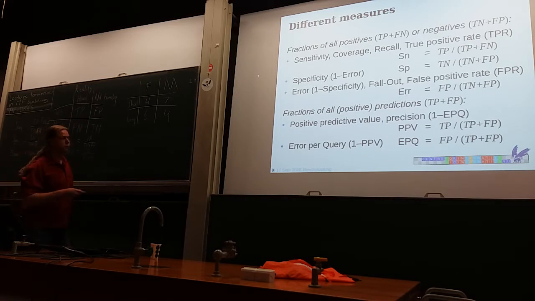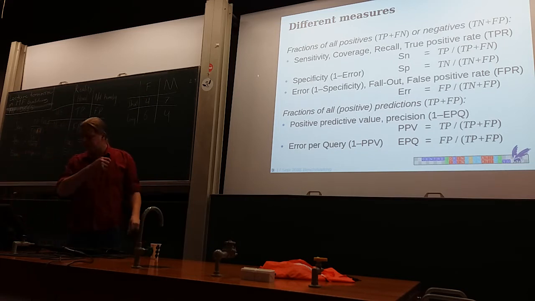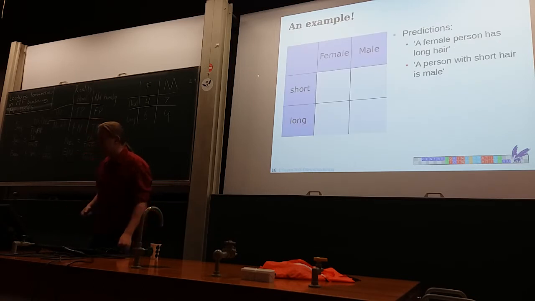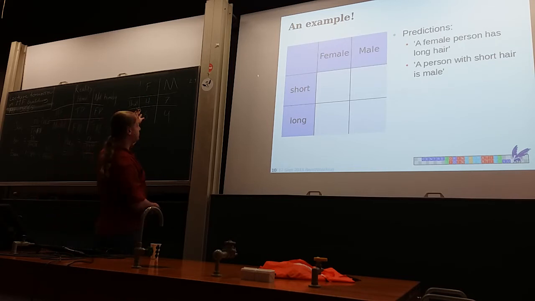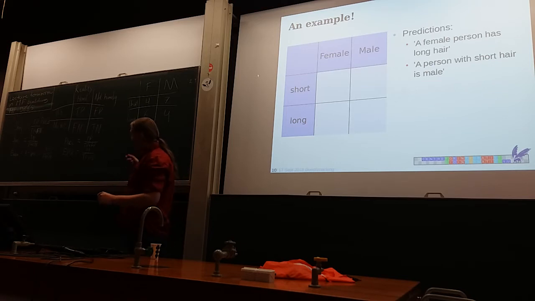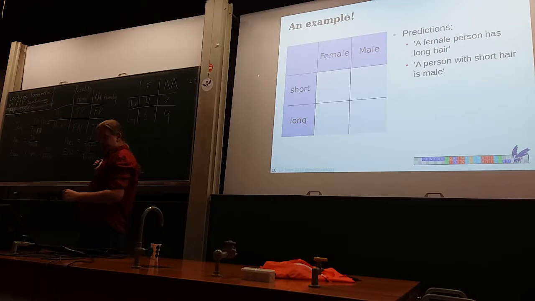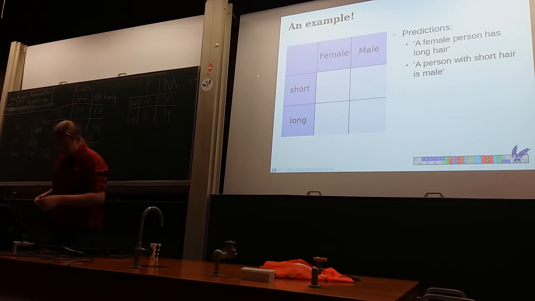Now the reason I wrote this all on the board is that I'm going to move away from this line, and now we're going to calculate it ourselves. So I would like to know, for our little test data set, what is our sensitivity, specificity, error, precision, and error per query? So please take a moment to calculate these on your own, and we'll go through the answers in a minute.